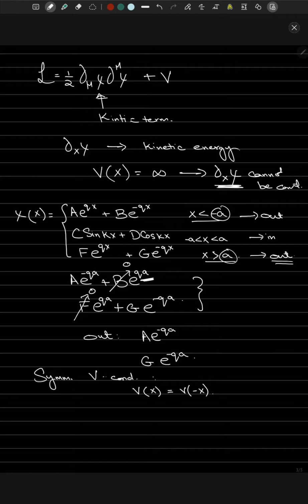And this simply then implies that the energy eigenstates psi of x are either symmetric or anti-symmetric, right?